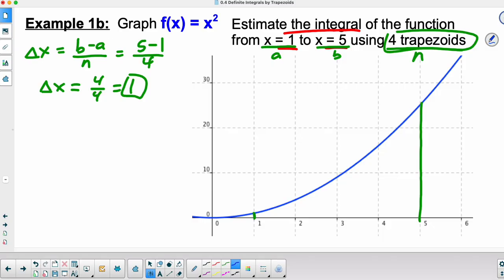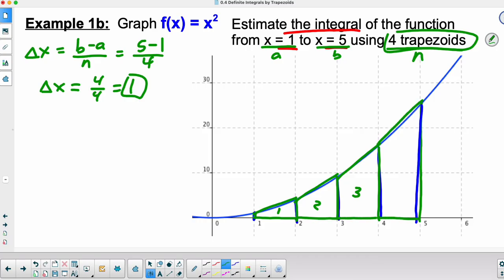So if I'm starting at 1, and I go 1 unit over, I'm at 2. Go 1 unit over, I'm at 3. 1 unit over, I'm at 4. 1 unit over, I'm at 5. These are going to make trapezoids. So if I draw this, I don't know if you see this, this is what this trapezoid is going to look like. That's one trapezoid. If I draw this one, connect the dots, this is my second trapezoid. This is going to be my third trapezoid. This is going to be my fourth trapezoid. You see these 4 trapezoids here.